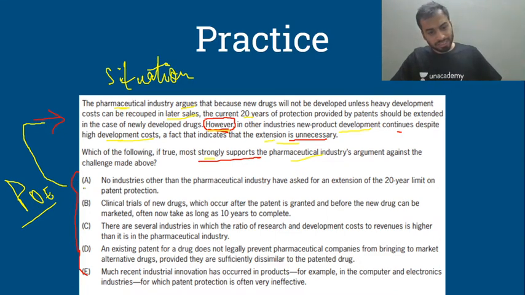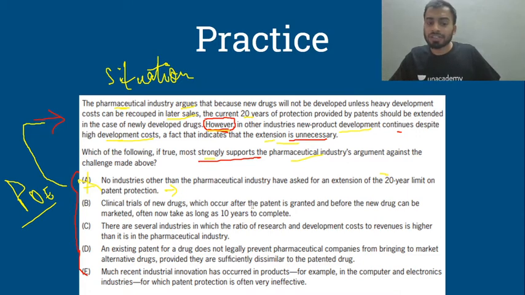So let's look at answer option A. It says no industries other than the pharmaceutical industry have asked for an extension on the 20-year limit on patent protection. Now, this is very specific to the pharmaceutical industry, and we have to support the pharmaceutical industry. So this, instead of strengthening, is weakening the argument, because it is saying that other industries have not asked for it. Why are you asking for it? So this is not strengthening. So we eliminate A.